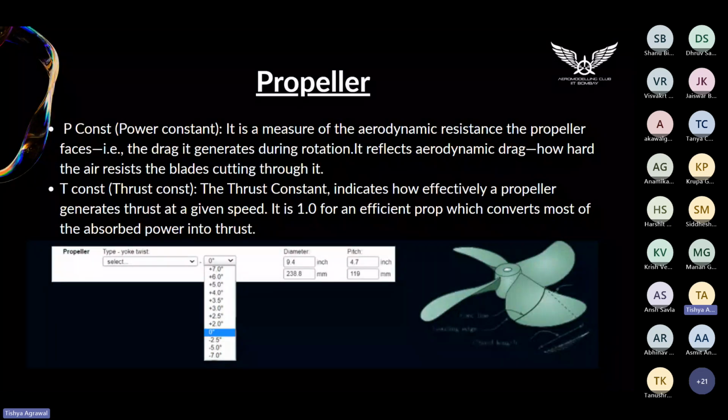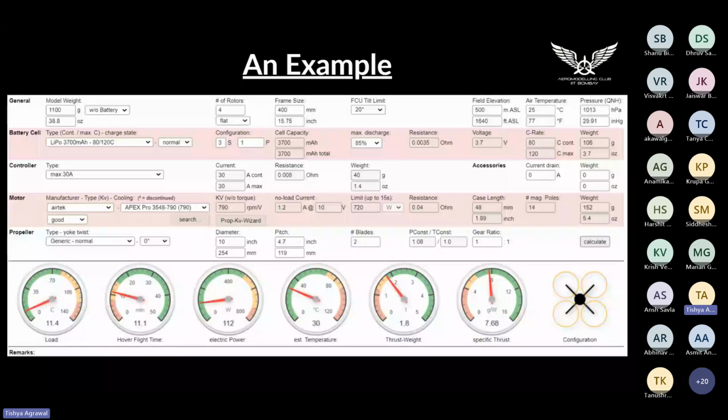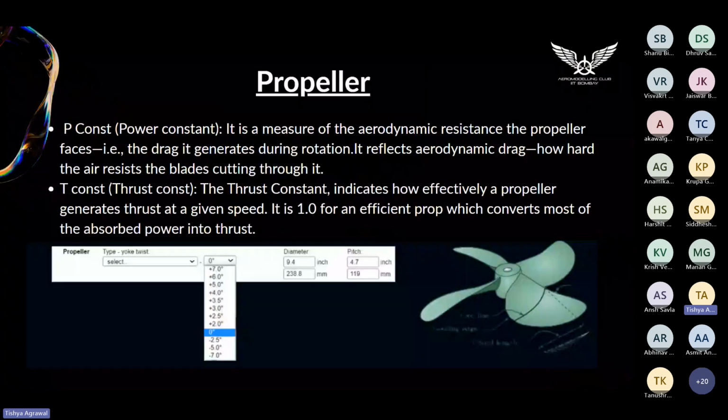Next is power constant. Power constant, in simple words, is a measure of the aerodynamic resistance that the propeller is facing. That is the drag it would generate during rotation, and this constant represents the aerodynamic drag, or how hard the air would be resisting the blades while cutting through it. So yeah, we are done with these basic parameters, which we should always have to select before operating on this eCalc tool. So directly, let's jump onto the example.